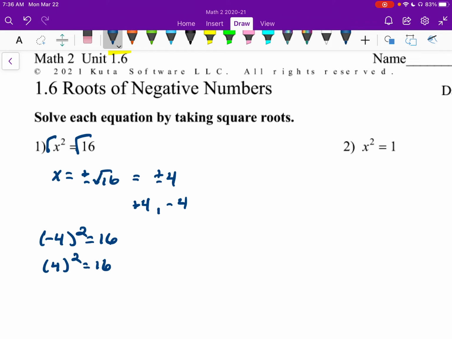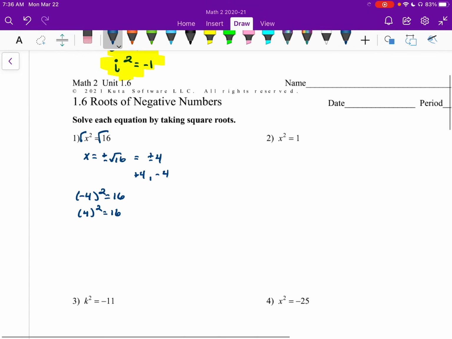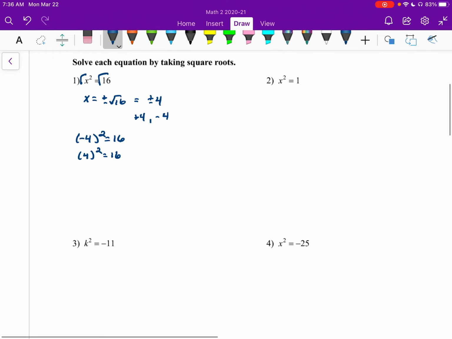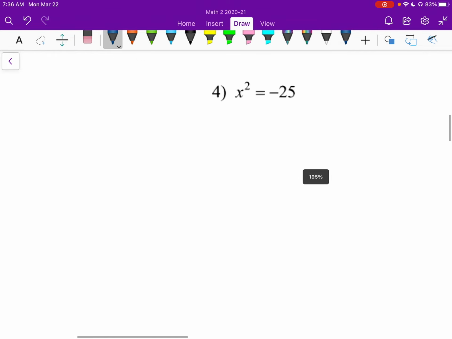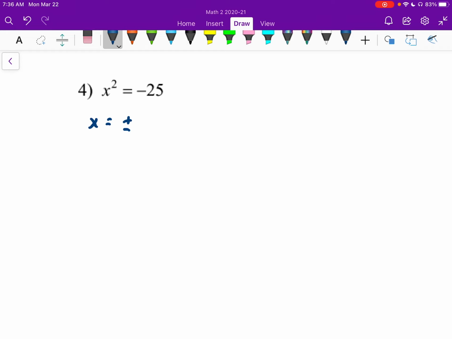Alrighty. So let's look at a negative one because I think you guys will be able to do the plain old one. So this was our answer there. Number 4, we'll do 4. If I take a square root of both sides, I'd have x equals plus or minus root -25. So previously, if we got to this step, we would say, well, we can't do it. There's no solution. But now we're going to say there is a solution.